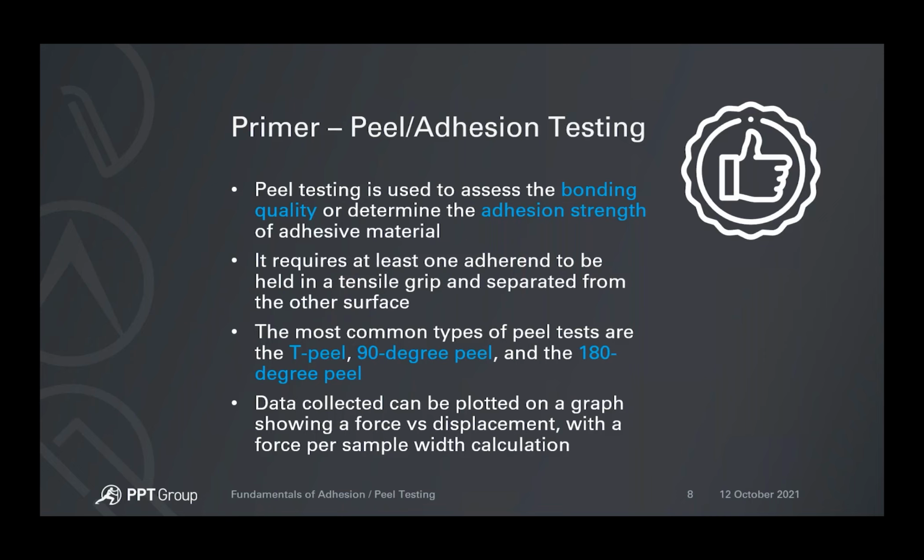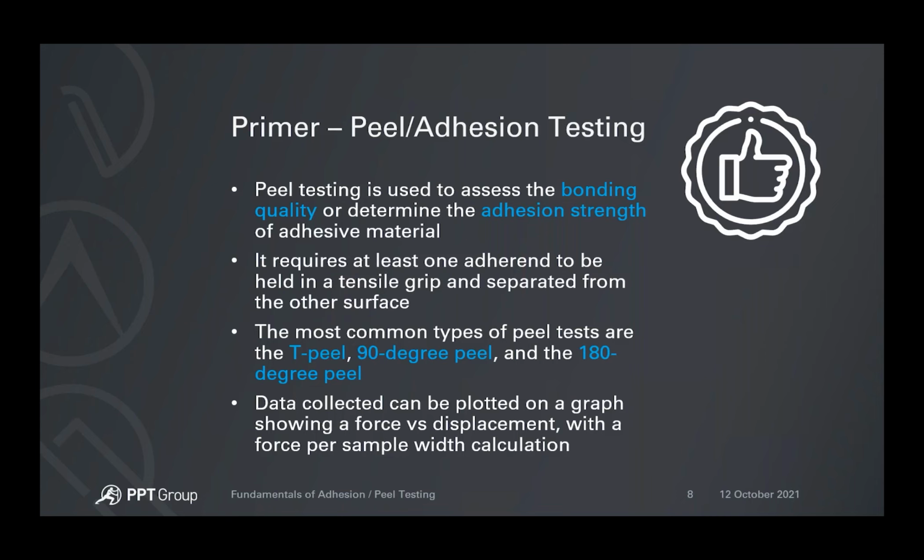And lastly, test data that has been collected should ideally be plotted on a graph that shows force versus displacement, from which the peel strength value of force per sample width can be calculated. Usually this peel strength would be expressed as newtons per millimeter width or pounds per inch width, and so on.